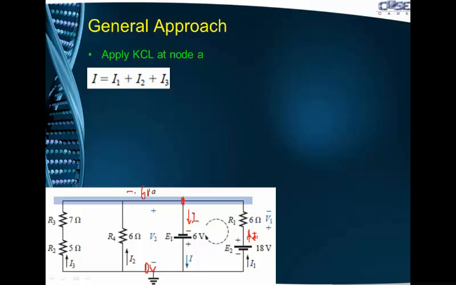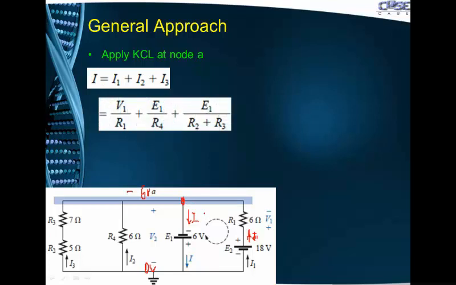So by applying KCL, the sum of all the currents entering would be equal to the currents leaving. So these three currents I1, I2 and I3 are entering node A, and current I would be leaving node A. Now, as we do not have the values of these currents, we can find them by using Ohm's law, that I is equal to V by R.